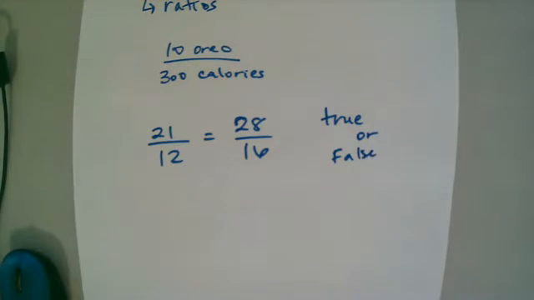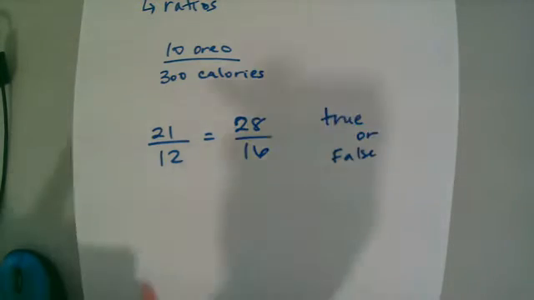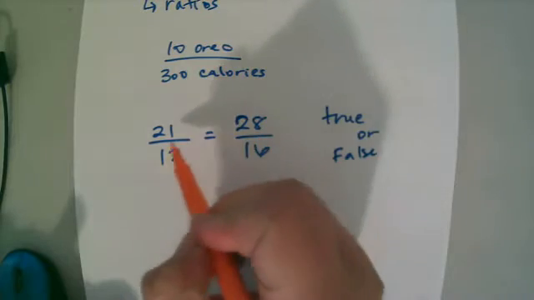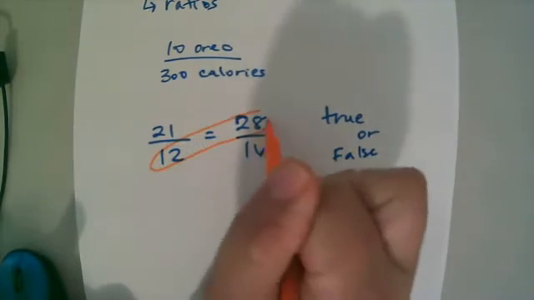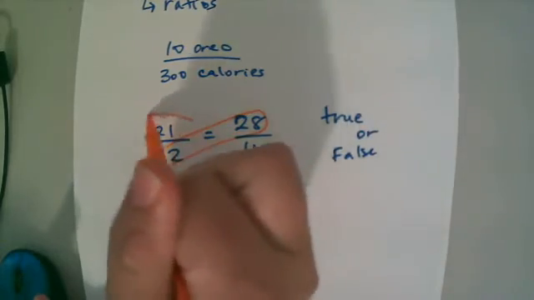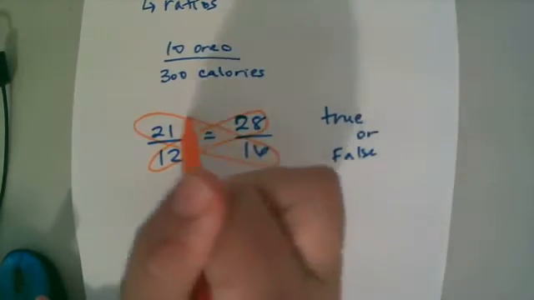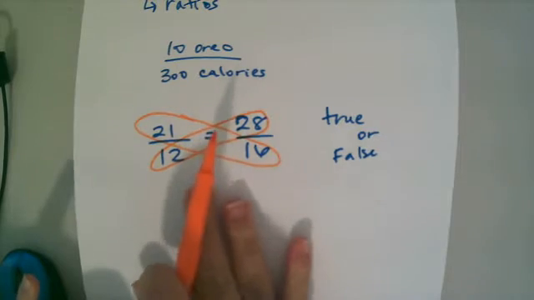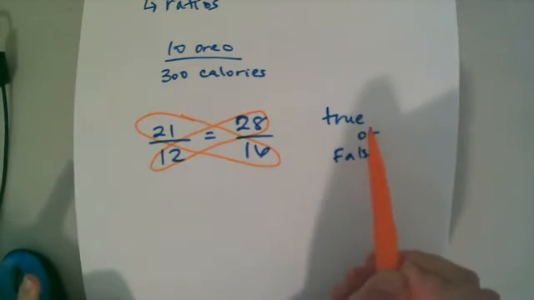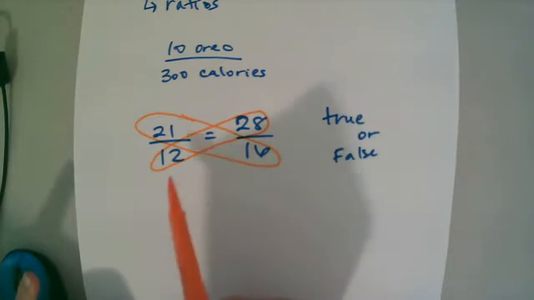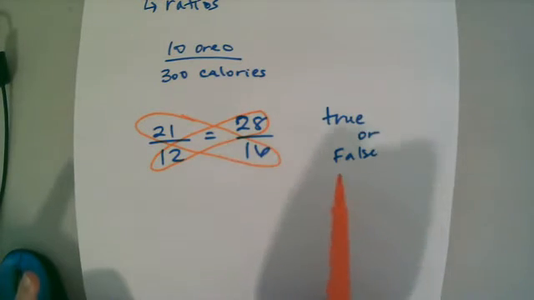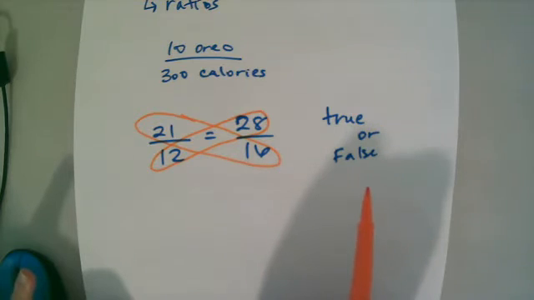Well, we do something called cross multiplication. All that is, is multiplying diagonally across. So I'm going to multiply 12 times 28, and then I'm going to multiply 21 times 16. Now, for this proportion to be true, this side has to equal this side. If they do not equal each other, then the proportion is false.